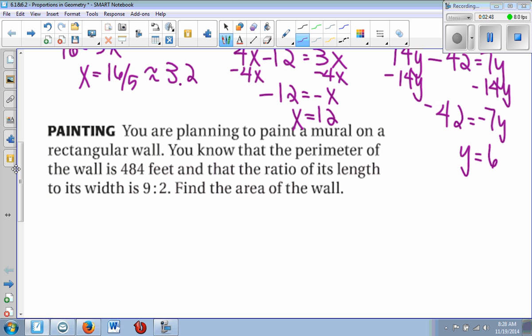In the next problem, it says you're planning to paint a mural on a rectangular wall. You know the perimeter of the wall is 484 feet, and the ratio between the length and the width is 9:2. What's the area of the wall? Anytime we start a problem like that, you're going to take your ratio of 9:2, and you're going to write it as 9x to 2x.